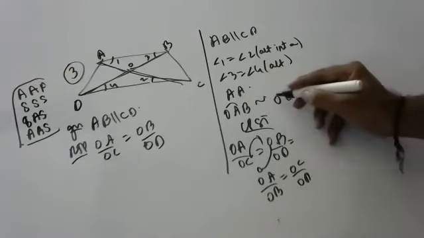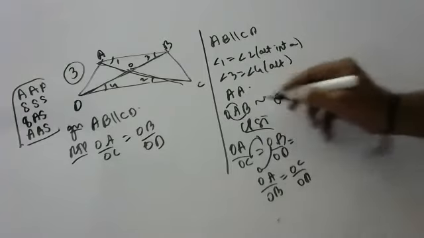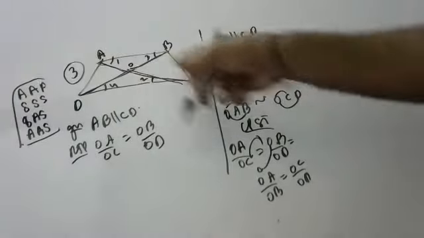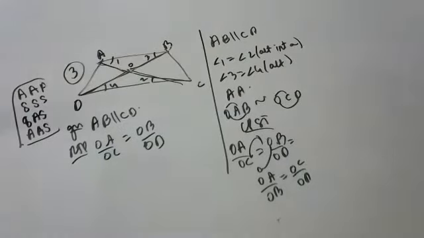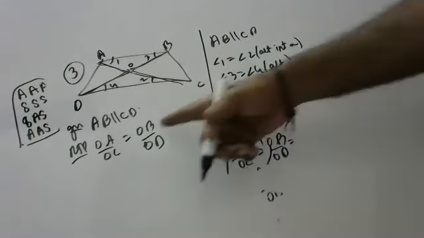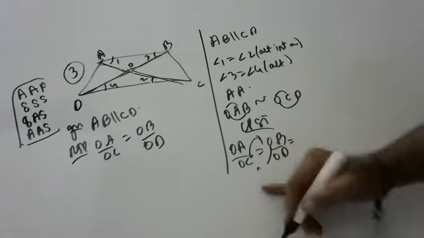Arrangement: OA by OC and OB by OD. Sir, no need to rearrange, because the required proof is only the same. Leave it. Okay, children.